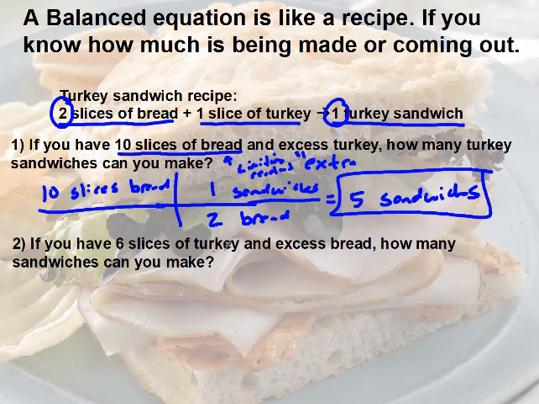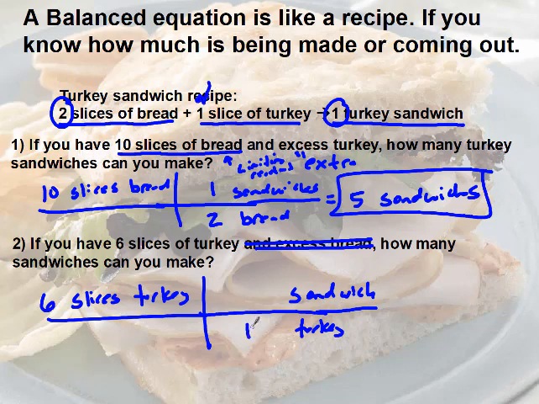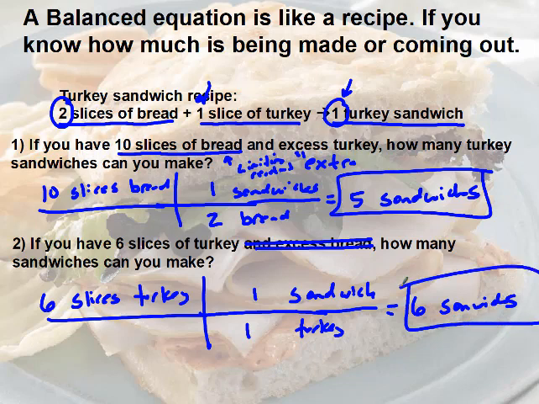One more together, it says I have 6 slices of turkey and excess bread. Well, I know that the bread's not affecting how many sandwiches I can make. So I have my 6 slices of turkey, and I'm trying to go to sandwiches again. For my ratio this time, I get 1 slice of turkey for every 1 sandwich. So I can make 6 sandwiches with that amount of turkey.